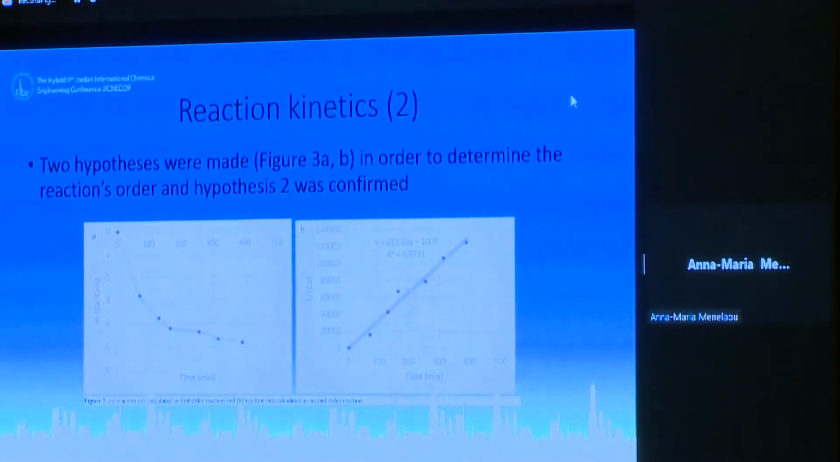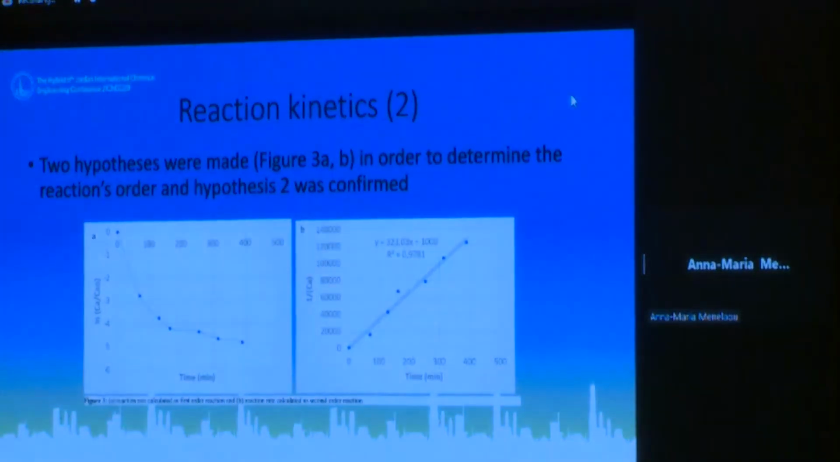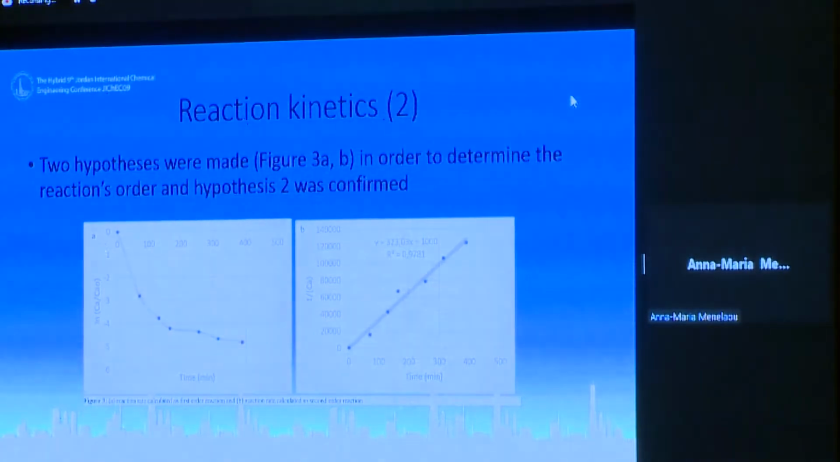In order to determine the order of the reaction, two hypotheses were formed. Specifically, the first hypothesis indicated that the reaction follows first-order kinetics, and the second hypothesis indicated that it follows second-order kinetics. If the first assumption was correct, then the data plotted on the two axes shown in Figure 3a should have a linear dependence. Instead, a curve is formed, which concludes that this hypothesis cannot be confirmed.